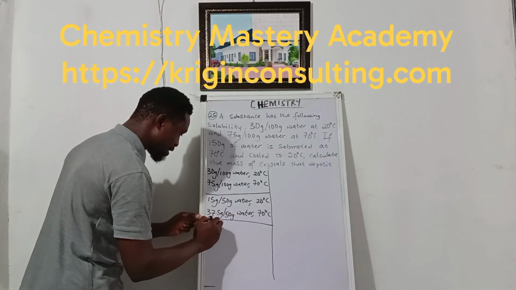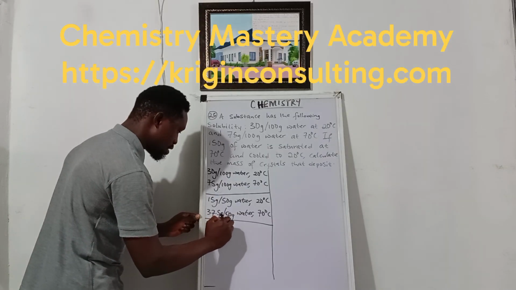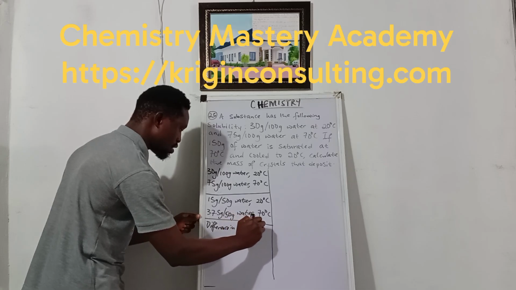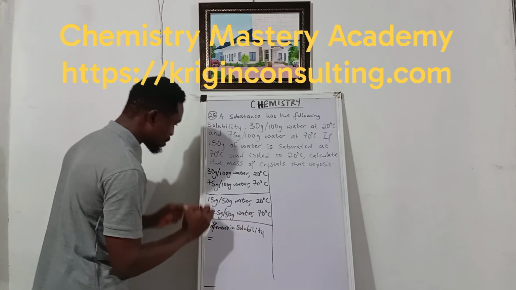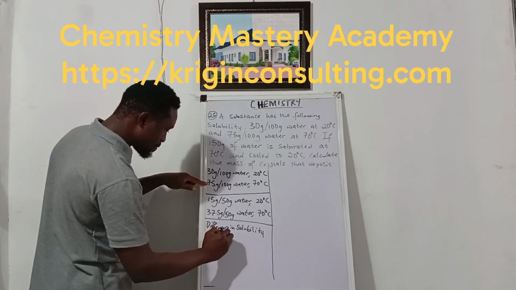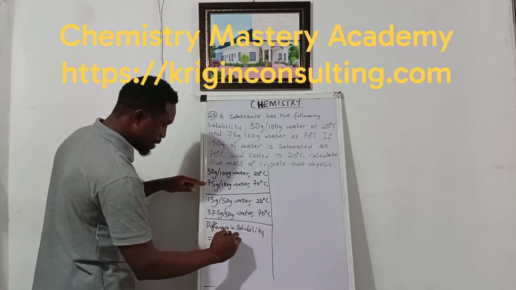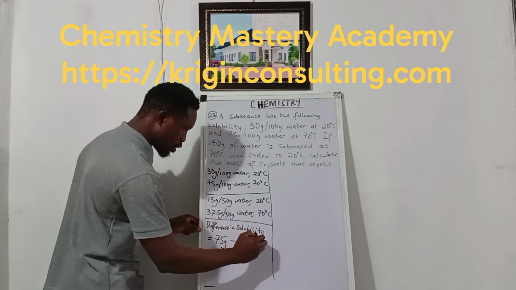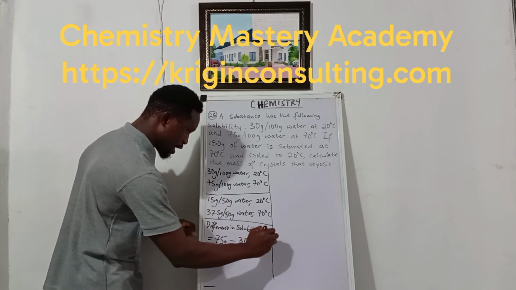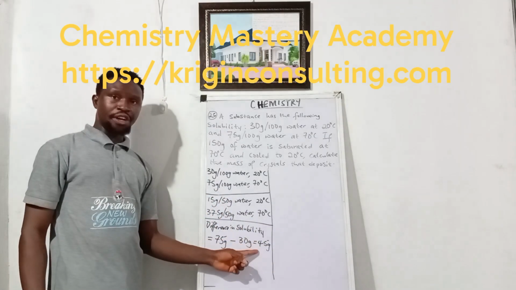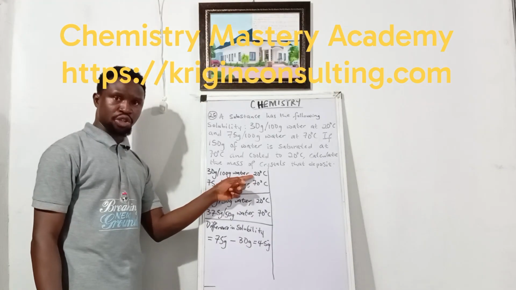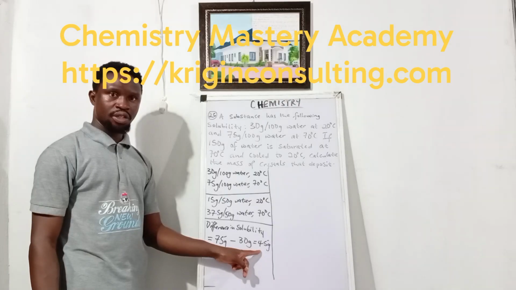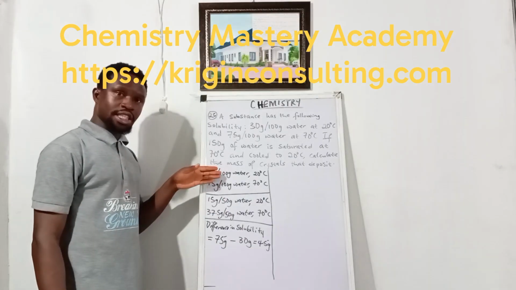So the difference in solubility is simply 75 grams minus 30 grams, which will give us 45 grams. So the difference between these two temperatures is 45 grams. Is that clear? For 100 grams of water.